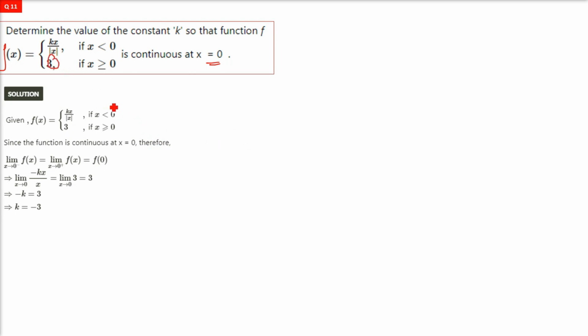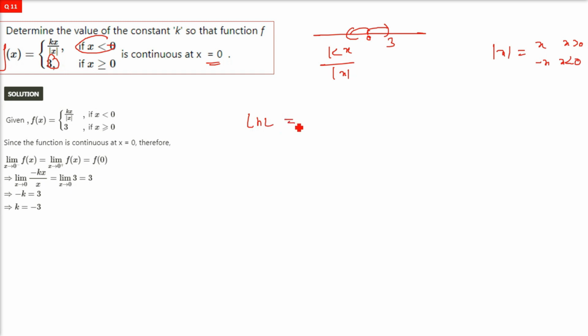So left hand limit, right hand limit. The right hand limit we won't be finding because it is already a constant 3. That is, at 0, for the left hand limit you will take kx by mod x. But the right hand limit is already 3 because x is greater than or equal to 0. And what is the value of the function at 0? It is already given as 3 because the equality is x greater than or equal to 0. So mod x is x if x is greater than 0 and minus x if x is less than 0. So we will find out the left hand limit.